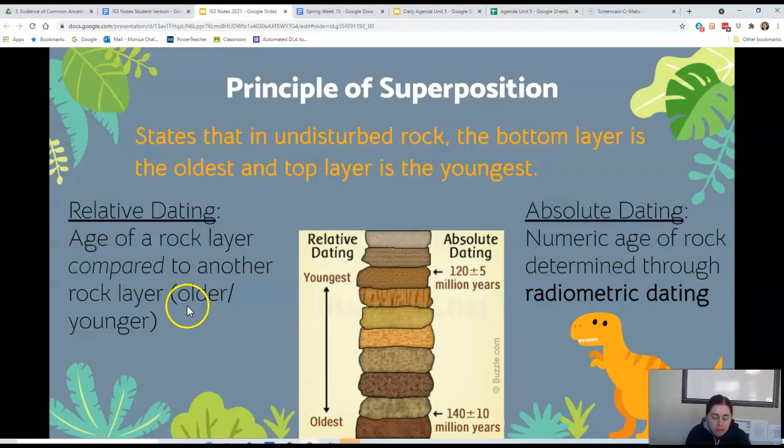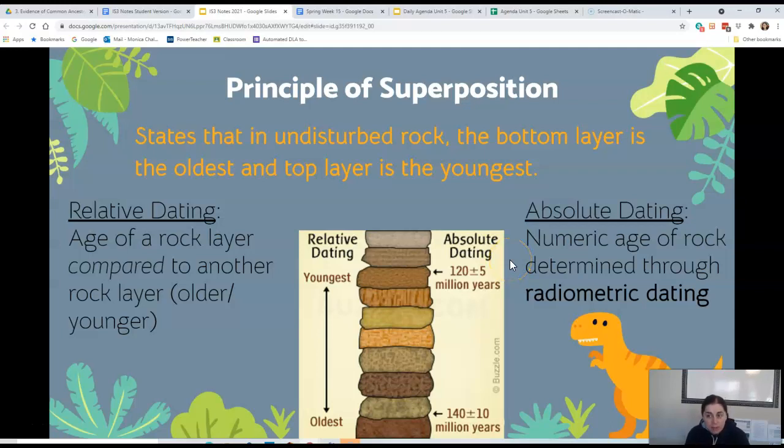We use two types of dating. Relative dating uses the age of a rock layer compared to another rock layer. So if something's older or younger. So you would say this greenish layer is older than this brown layer here, or it's younger than this layer right here because it's on top of this one and it's below this one. So therefore, that's how you use it. It's not with specific dates.